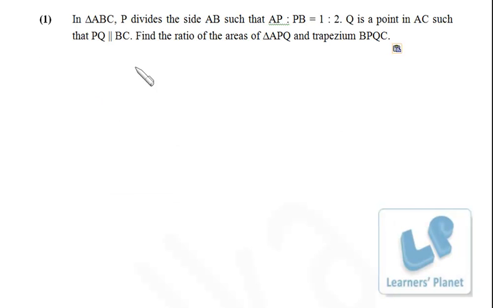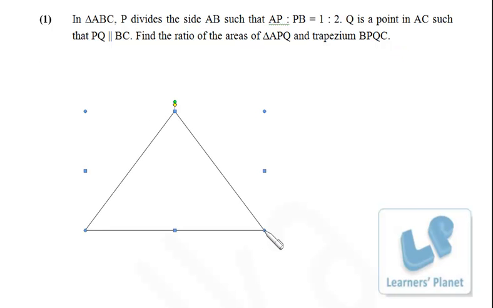Now in triangle ABC, P divides the side AB such that AP by PB is the given ratio, and Q is a point on AC such that PQ is parallel to BC. Find the ratio of areas of triangle APQ and trapezium BPQC. So first of all I just draw the triangle over here. This is the triangle ABC, AP by PB. So what I do is I draw a line PQ that is parallel to BC. Okay, so this is the triangle ABC.